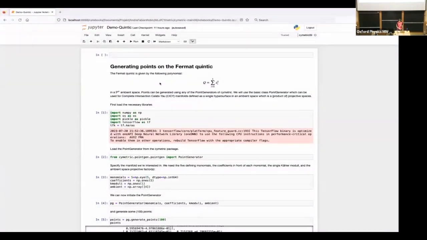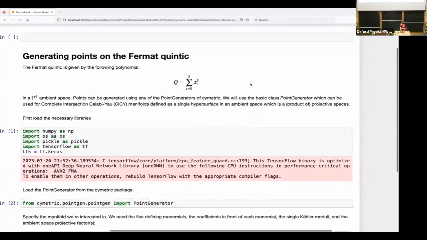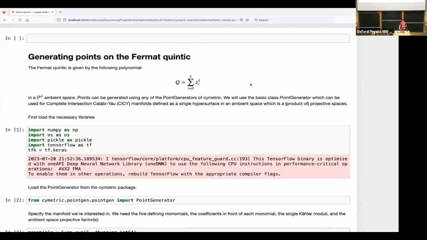Okay, so here is a demo that I will just walk you through. This is something that you will do in more detail in the tutorial. So can you see this? Maybe I need to increase the size. Visible? Good. Okay, so here we want to work on the quintic.